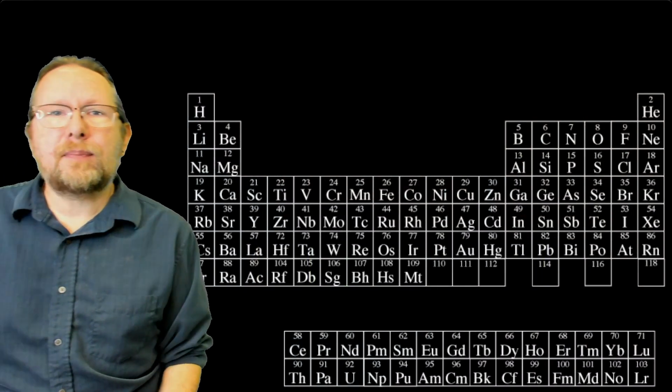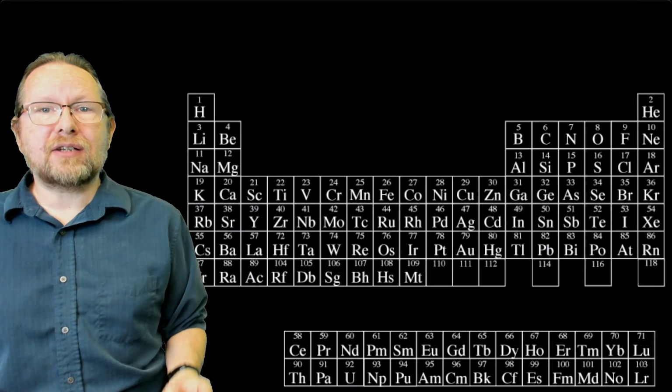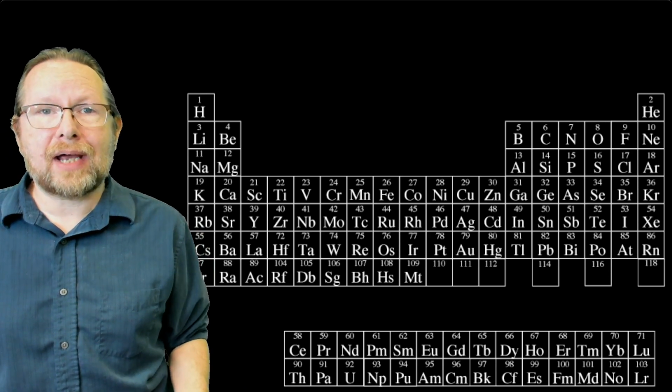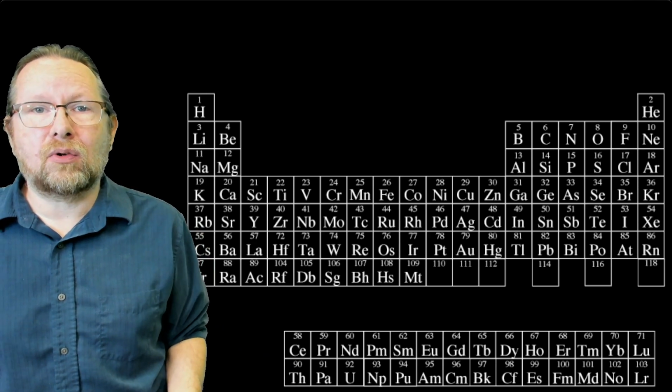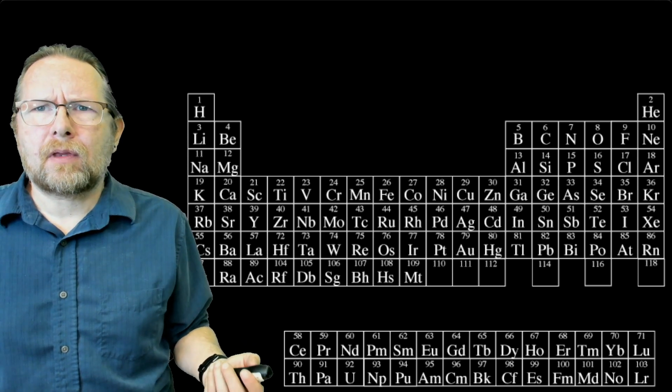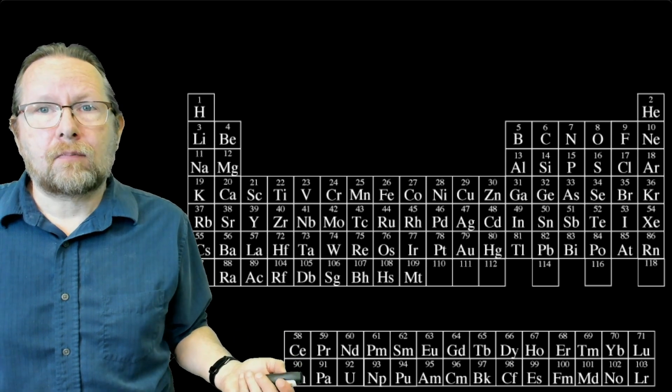Every element in the periodic table has a unique spectral signature. If you take that object, make it into a gas, and run electricity through it or heat it up, it gives off light.